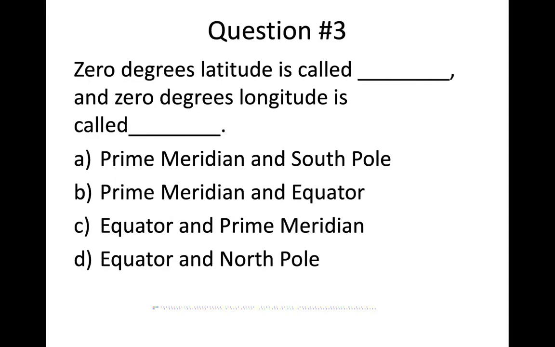Question number 3. 0 degrees latitude is called what? And 0 degrees longitude is called what? 0 degrees latitude is called the equator, and 0 degrees longitude is called the prime meridian.